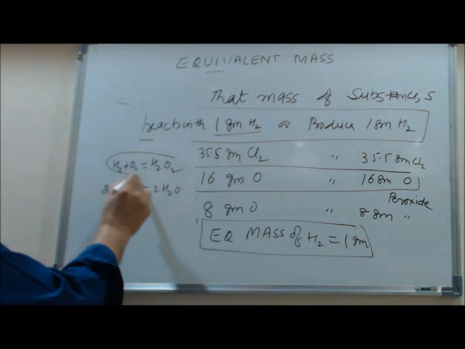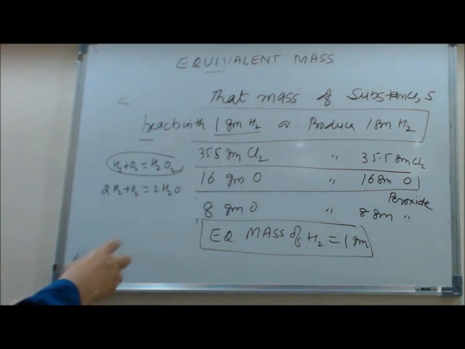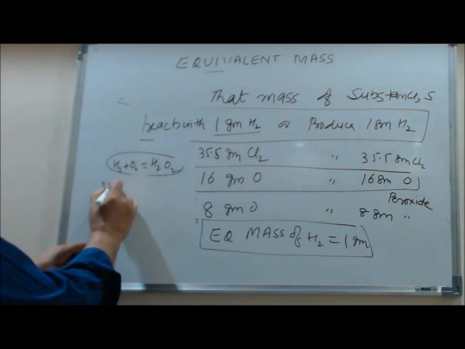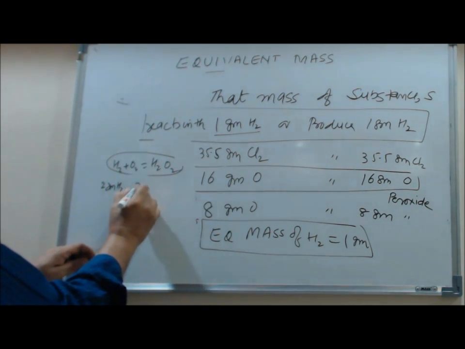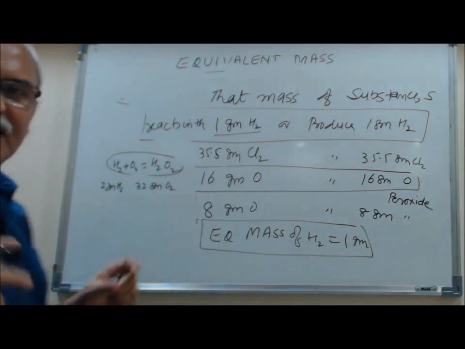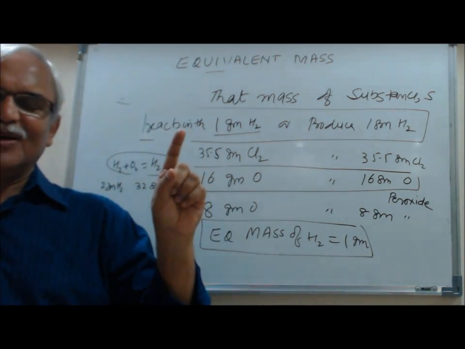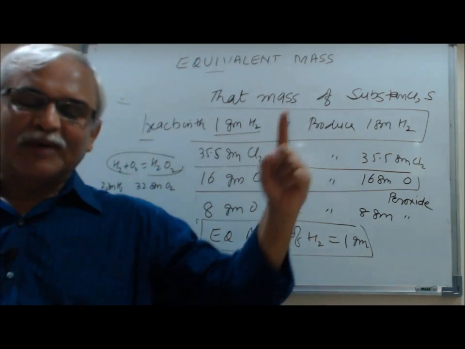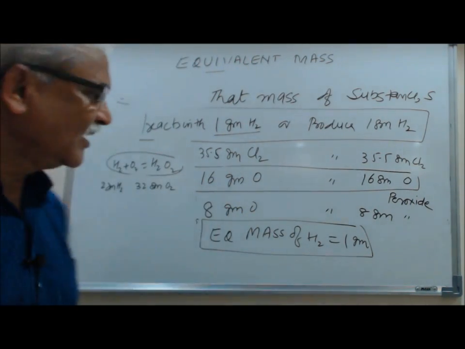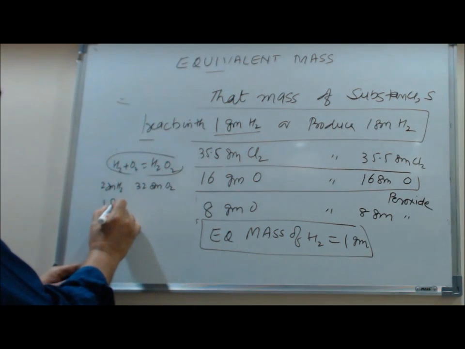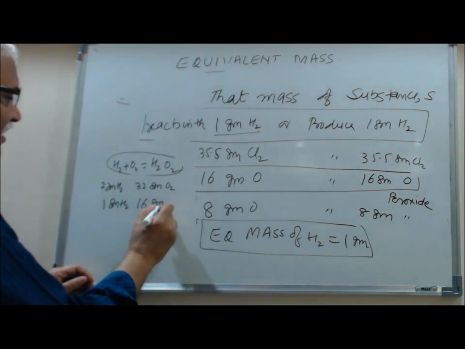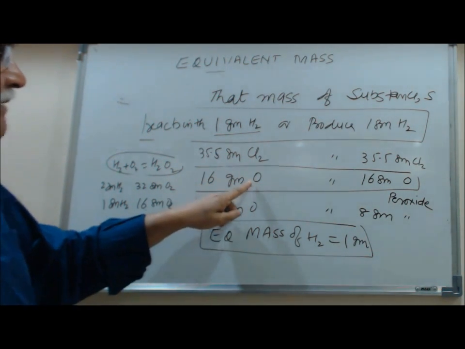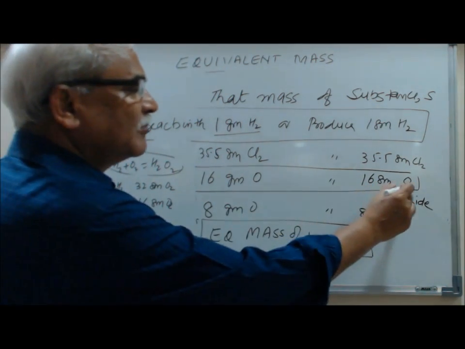So when it is a matter of peroxide, let us only concentrate there. When it is a matter of peroxide, what do we see? We see 1 into 2, 2 grams hydrogen is reacting with 16 into 2, 32 grams oxygen. Equivalent mass of hydrogen is 1. So whatever mass of oxygen reacts with 1 gram hydrogen will become the equivalent mass of oxygen. Let us see. How much mass of oxygen is reacting with 1 gram hydrogen? 16. So 16 becomes the equivalent mass of oxygen when the product is peroxide.